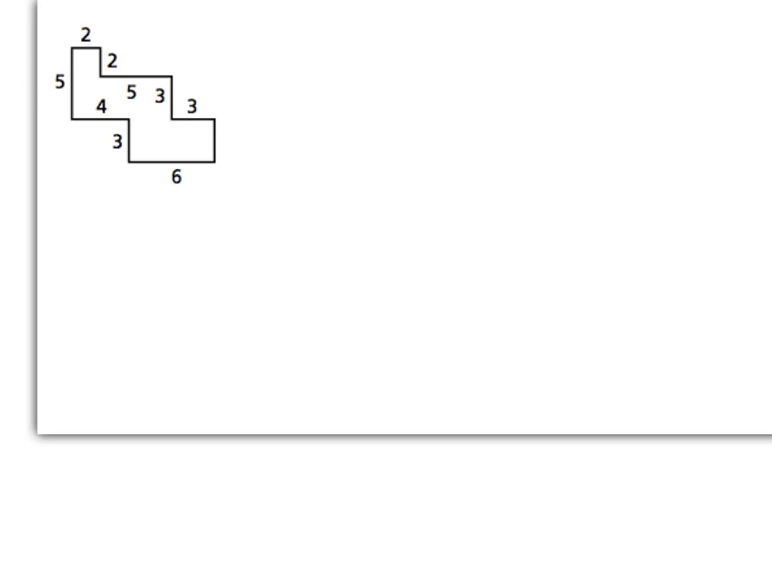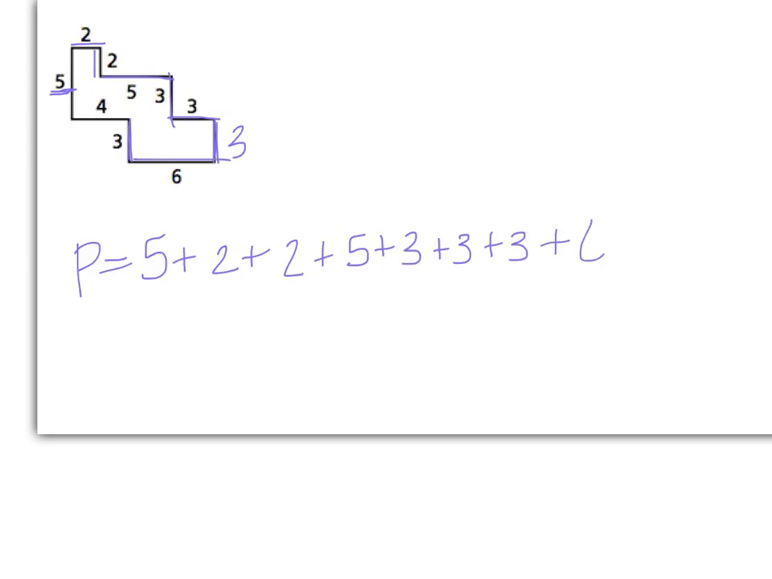Alright, what I want to do with this figure is find the area and the perimeter of this picture. Now this looks a little different, so let's just start with perimeter. Now remember, to find perimeter, we can just add up all the sides. So I'm going to start with this side of 5. So I'm going to say perimeter equals 5 plus 2 plus 2 plus 5 plus 3 plus 3. Now this side is the same as this one, so we know that this is 3, so plus 3 plus 6 plus 3 plus 4.